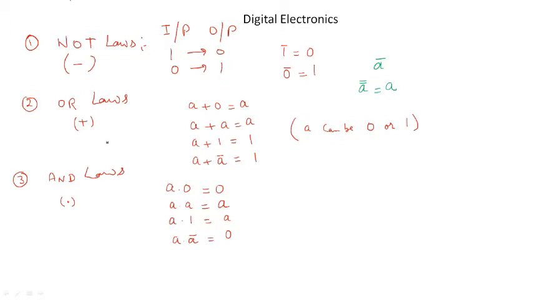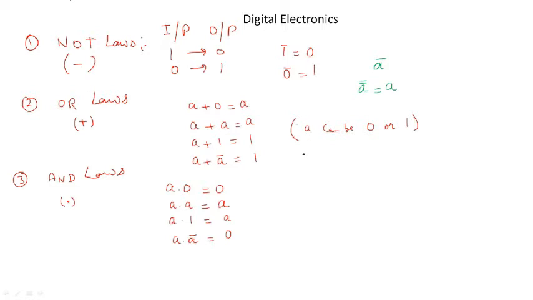The second law is the OR law. It is represented by plus, and the sum laws for all functions are as follows. A plus 0 is equal to A. Here A is any number, it can be 1 or 0 in Boolean algebra. So A is either 1 or 0. The second is A plus A is equal to A. The third one is A plus 1 is equal to 1. And the fourth is A plus A bar is equal to 1.